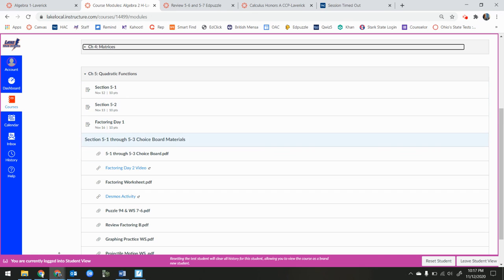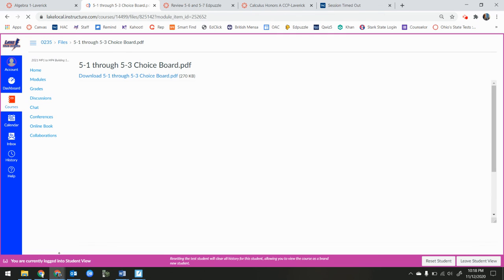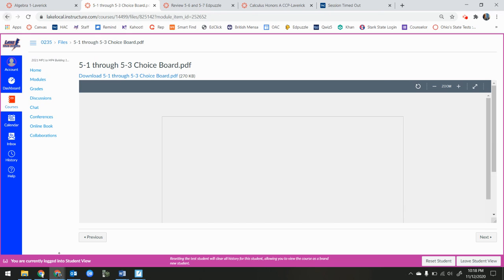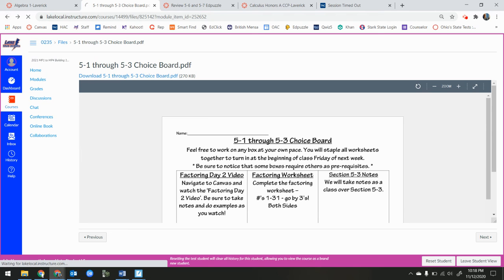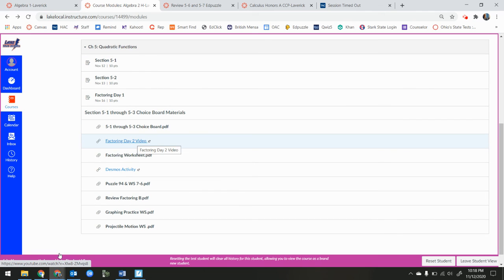Okay, so you'll notice this header here. It says section 5.1 to 5.3 choice board materials. This is pretty much all the materials that you would need. This is the blue sheet, that's the choice board PDF, right? This is what we're talking through right now. The Factoring Day 2 video is here. The Factoring worksheet is here. I tried to make it go in order of going from left to right, top to bottom.